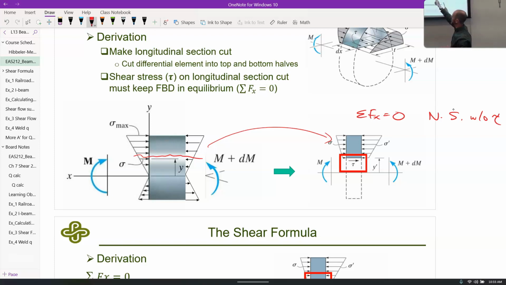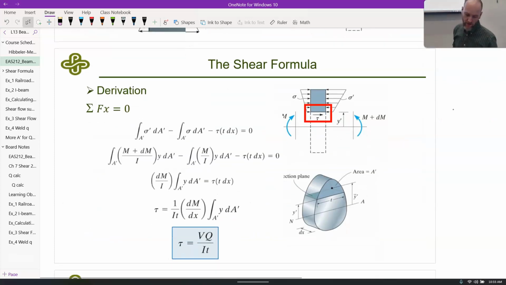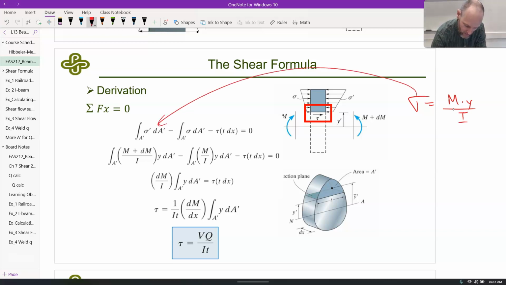The only thing that's going to satisfy it is adding in that shear stress that's happening on that bottom longitudinal surface. So that's the big takeaway. We take that sum of forces in the x. You've got your stresses and your areas. We know from last week that the normal stresses can be denoted as M times y over I. So that substitution happens into those equations. So we've got stress, sub in My over I, integrate over the area, rearrange terms, and that's where we get down here.